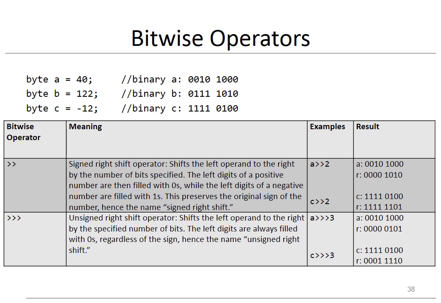The signed right shift operator shifts the left operand to the right by the number of bits specified. The left digits of a positive number are then filled with zeros, whereas the left digits of a negative number are filled with ones. This allows to preserve the original sign of the number. The unsigned right shift operator shifts the left operand to the right by the specified number of bits. The left digits are always filled with zeros, regardless of the sign.